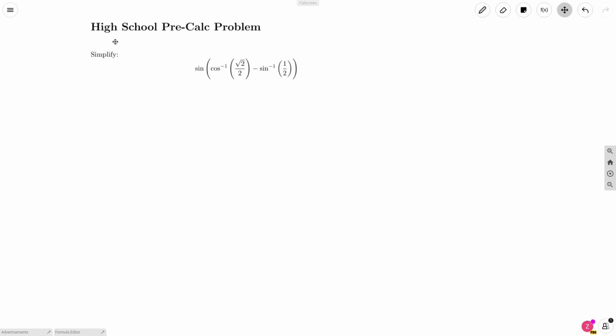Let's go ahead and take a look at this high school pre-calc problem. So this problem involves a lot of trig functions and some trig inverse functions, and we're going to need to use one of our trig identities to be able to solve this. So remember, one of our trig identities allows us to take sine x minus y and split it up. Becomes sine x cosine y minus sine y cosine x.